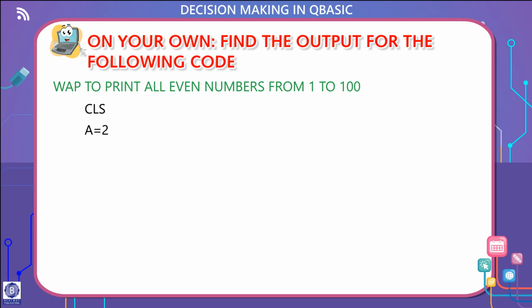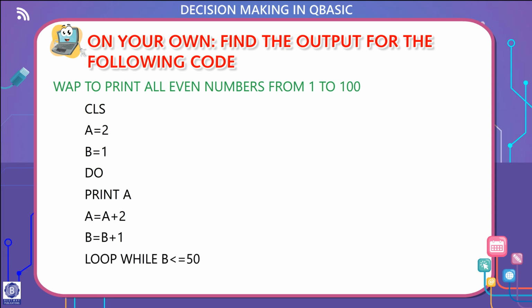CLS: A = 2. B = 1. Do. Print A. A = A + 2. B = B + 1. Loop while B <= 50.